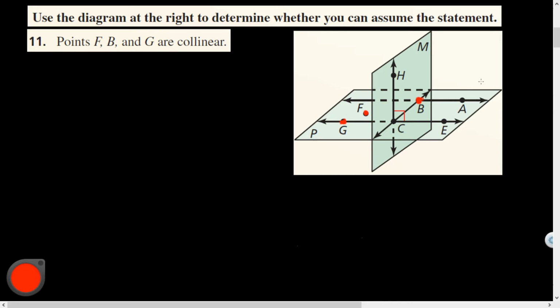Based on what's shown here, there's no line that was drawn between them, so I can't prove right now that those are collinear. So the answer is no. No, you cannot prove that.